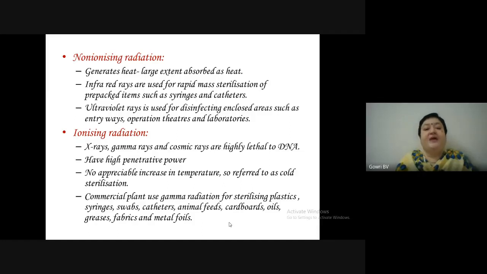Commercial plants use gamma radiation for sterilizing plastics, syringes, swabs, catheters, animal feeds, cardboards, oils, greases, fabrics, and of course metal foils.